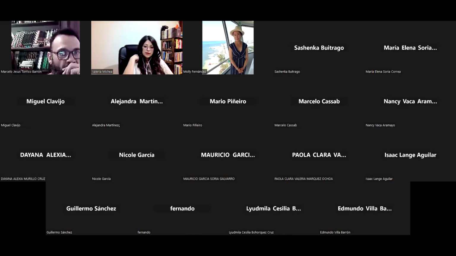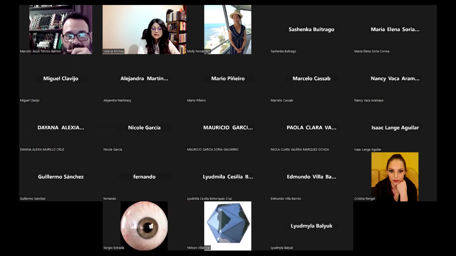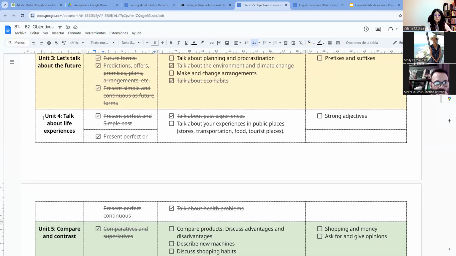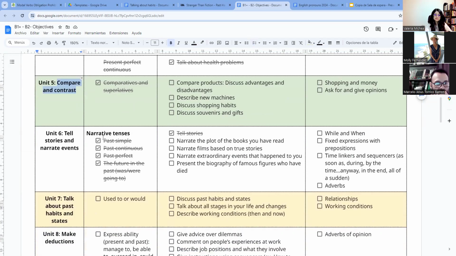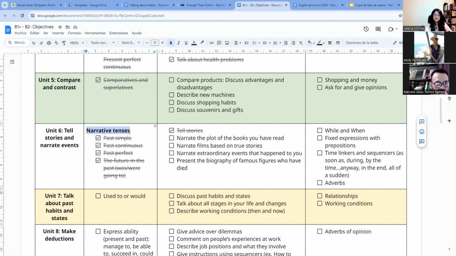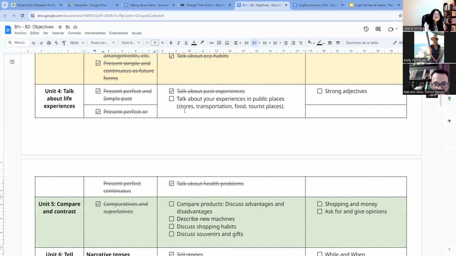Now that everybody is back, I must remind you to not miss the next class. We are going to review, just in case anybody is not familiar with the contents. The exam is going to be about Unit 4, Present Perfect, Simple and Continuous, compare and contrast, comparatives and superlatives. Unit 6, everything related to the narrative tenses. And Unit 7, related to used to, would, and I'm going to include the rest of the structures, get used to and be used to. Only that, it's not that much.